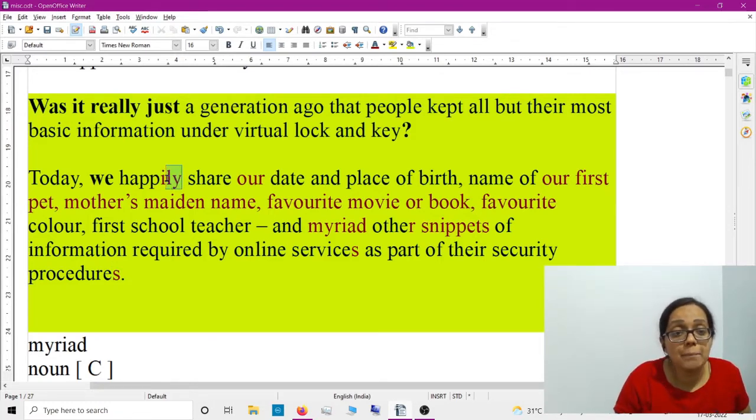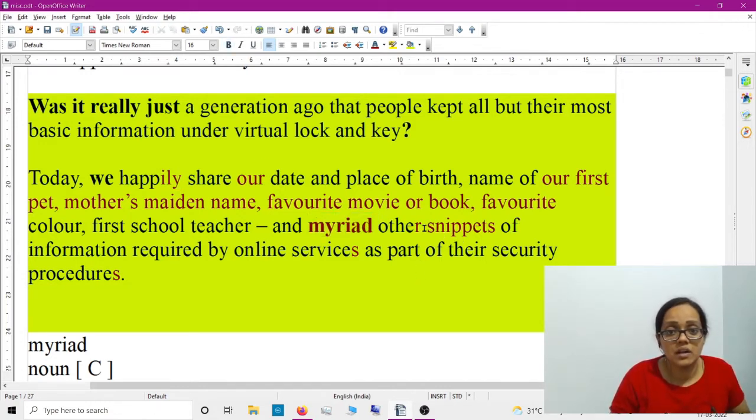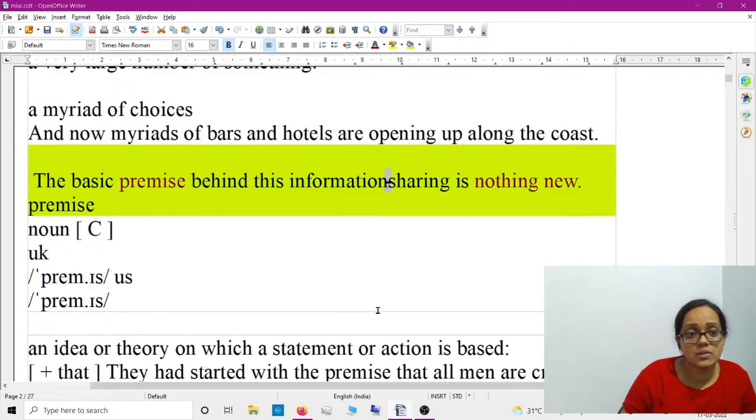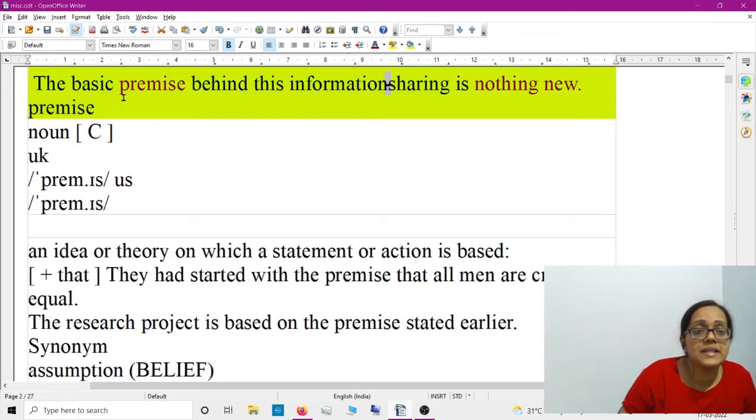See, we happily share. So the vocabulary words we studied are myriad and snippets of information. The same sentence you can also use. The basic premise behind this information sharing is nothing new.